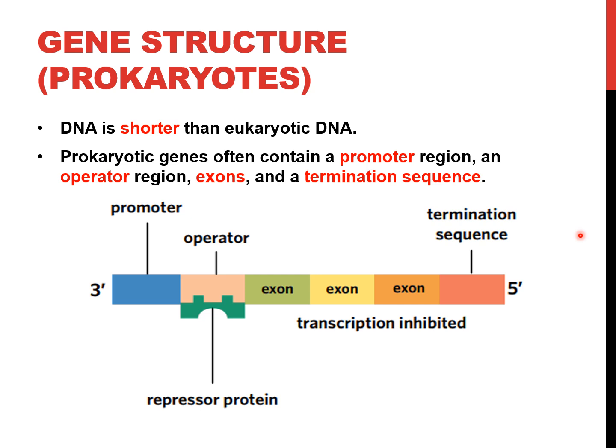All right, prokaryotic genes often contain the promoter region as well. All right, terminator region. What can we see here? There's no introns, okay, but there is exons. And then there's this new region here, the operator region, which in this picture has a protein attached to it, but we don't need to worry about that yet. That'll be more when we look at the trp operon, okay, but it has this operator region.